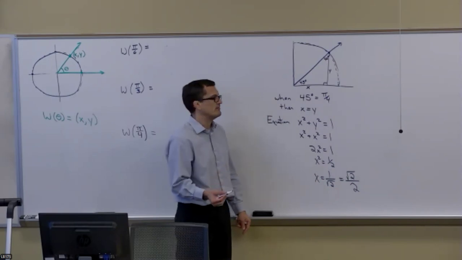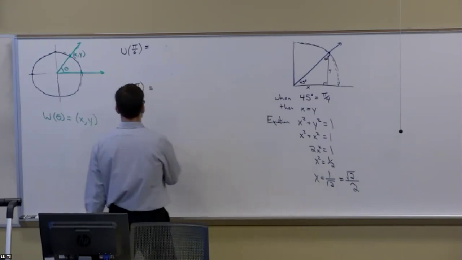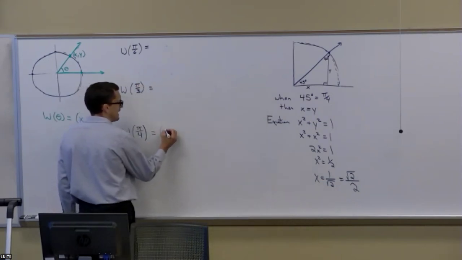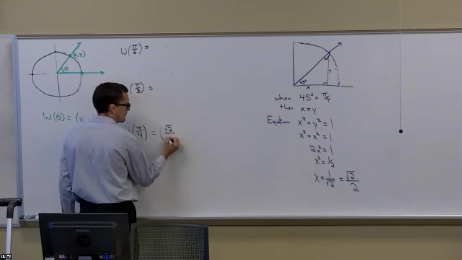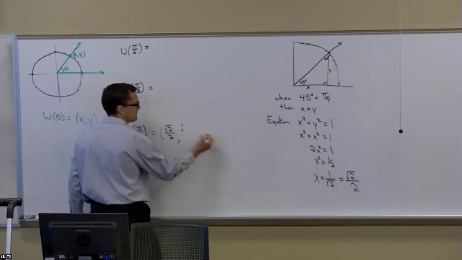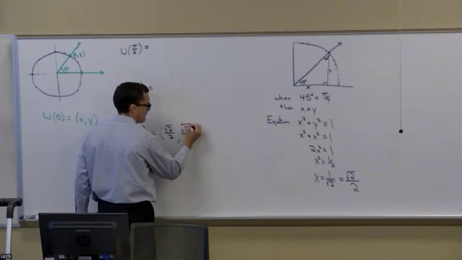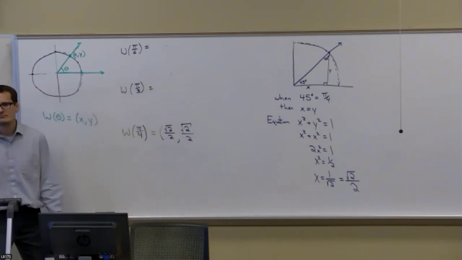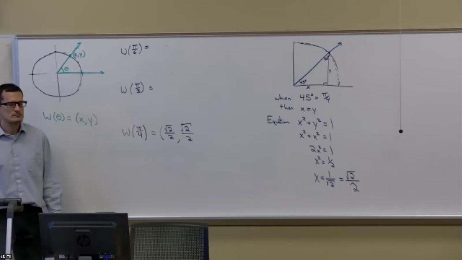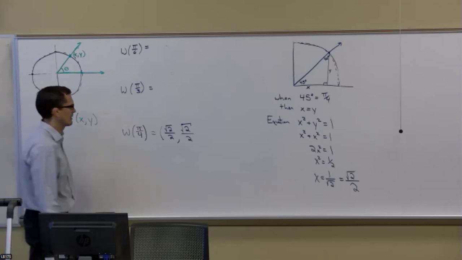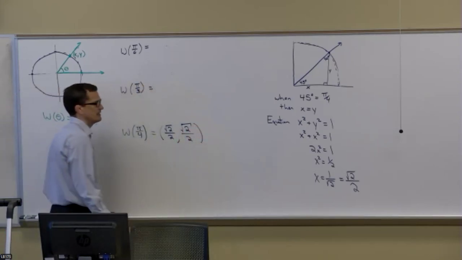So when we have 45 degrees, we know that the x value is going to be root 2 over 2. And since the y value had to be the same, it's also going to be root 2 over 2. Does that make sense? So that's the wrapping function there.